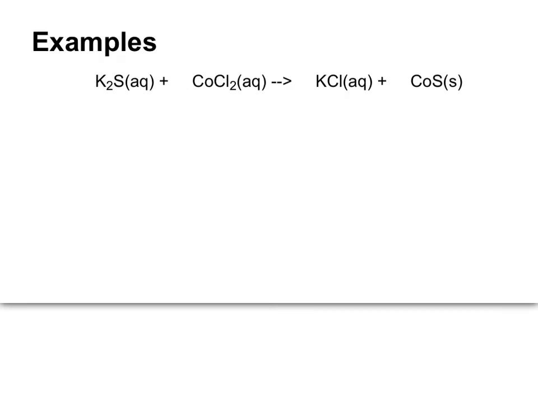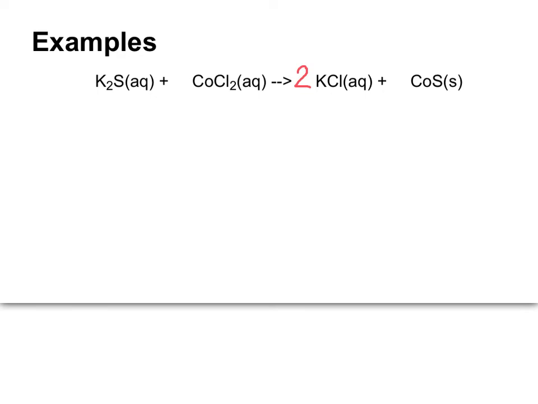If we take a look at this example, the first thing that needs to be done is to balance the equation. This can be achieved by adding a 2 in front of the KCl on the product side. Now, there are an equal amount of atoms of each element on either side of the equation.